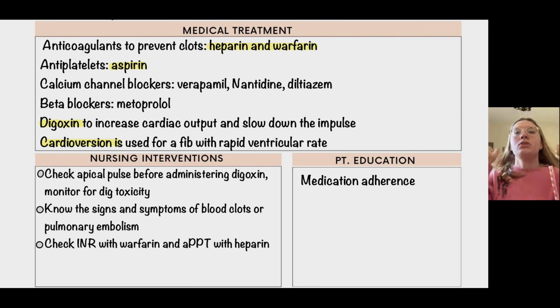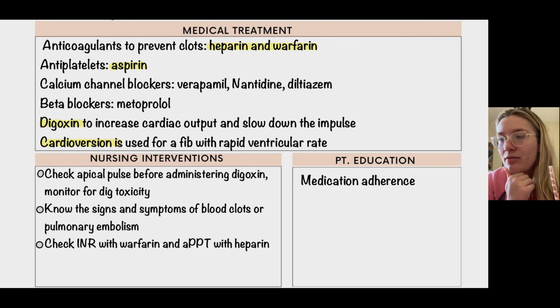Okay, so what can we do to prevent clots? Heparin and warfarin. Remember, heparin works right away. Warfarin does not, okay? So while the patient might go home with warfarin, we need to put them on heparin. Heparin works stat. And always for heparin, we check our APTT. For warfarin, we need to check INR.